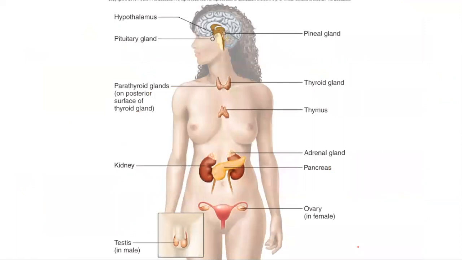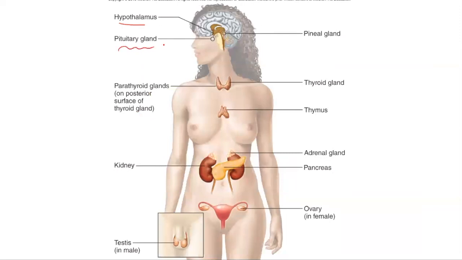This figure is showing you different organs involved in the function of the endocrine system. Let's start with the hypothalamus. I'm sure you're familiar with the hypothalamus. We've talked about the hypothalamus when we discussed the brain structures, specifically the diencephalon.